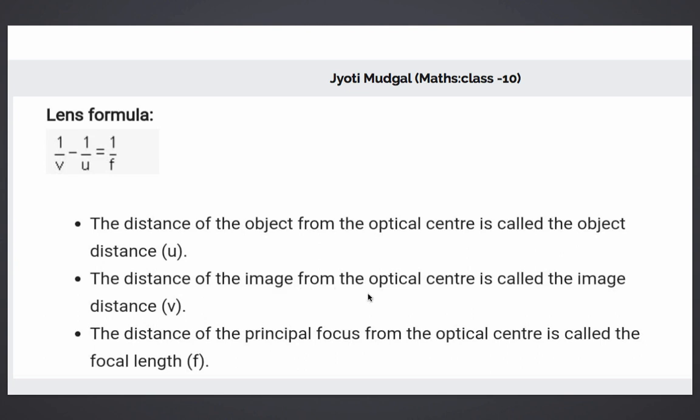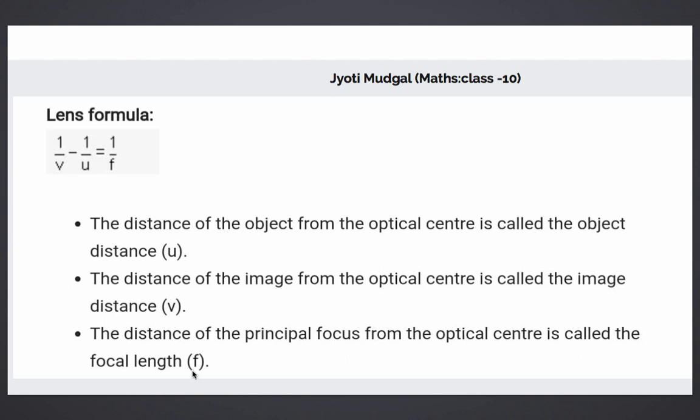Now we are going to move further, students. Here I am going to talk to you regarding f. What is f? It is the focal length. I have shared the definition with you in the previous class. The distance of the principal focus from the optical center is called the focal length, that is OF1 or OF2, because they are the same.